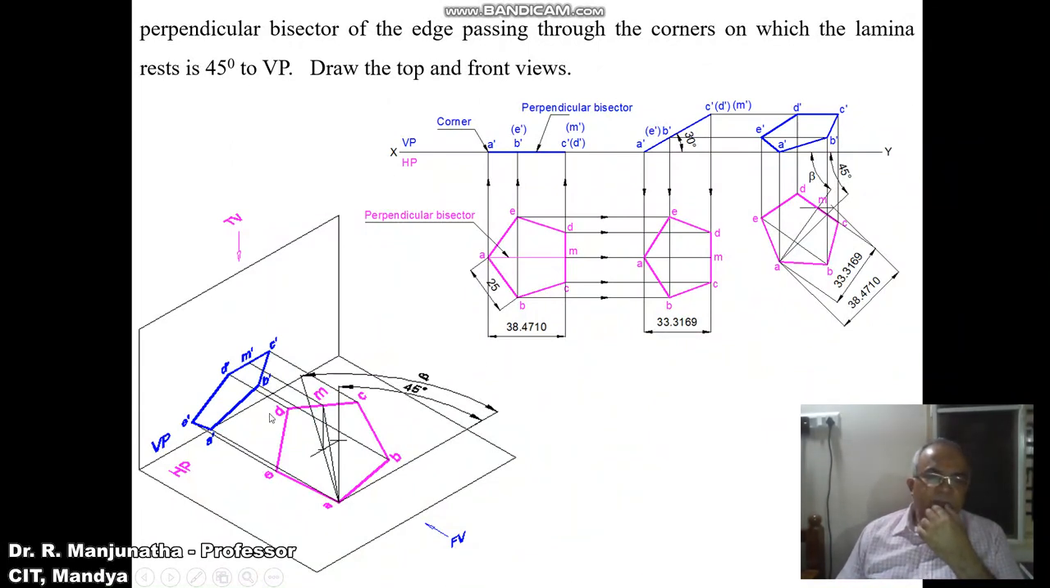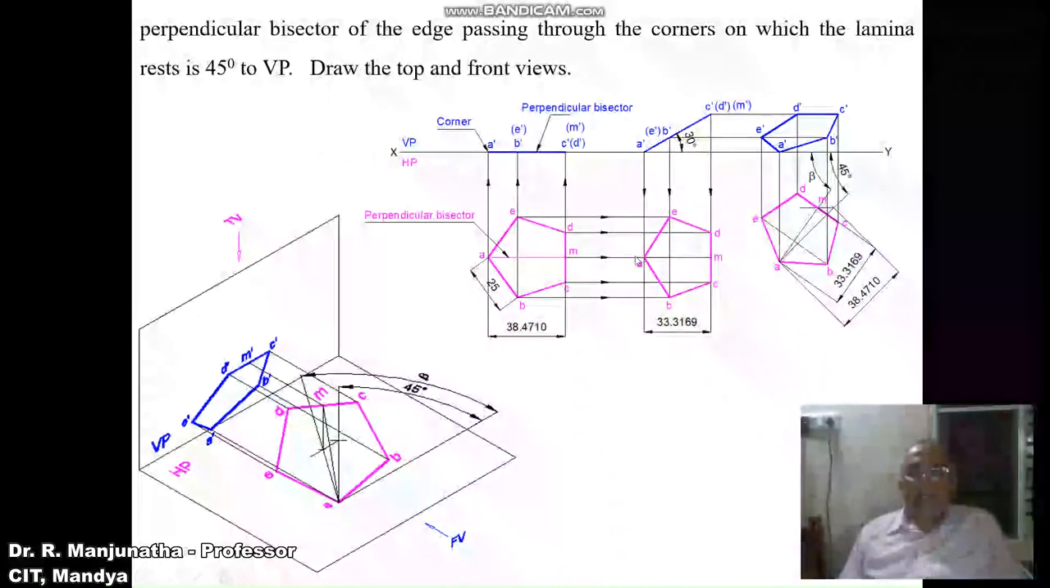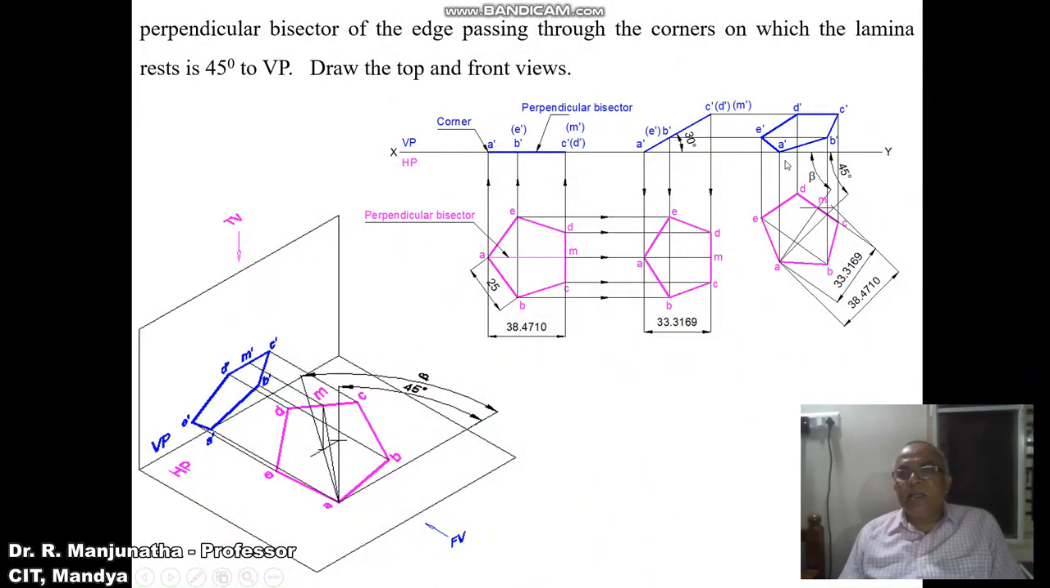That projected surface has not been shown in the 3D, but here we have shown the projected surface in the orthographic view. These dimensions, 33.3169 and 38.4710, have been shown for reference. This is how you will be able to analyze this in 2D as well as in 3D, and we can see in the final position even the corner is resting on HP, so one of the perpendicular bisectors is inclined to VP at 45 degrees, so we need to find the apparent inclination.